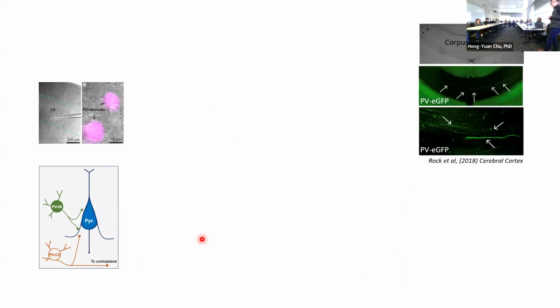So we went back to the literature and actually there was a paper published in 2018 suggesting that there's some subgroup of PV cells that actually project to the contralateral hemisphere. You can see that each labeled PV axon in the corpus callosum, and actually roughly about 40% of PV cells project to the contralateral hemisphere. It's a large proportion. So now we have two subtypes of PV cells in the frontal cortex. One is classic PV interneurons, the other is PV-CC, which project to the contralateral hemisphere. So we are wondering, can we distinguish them in our data set?